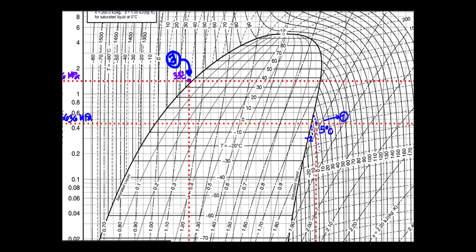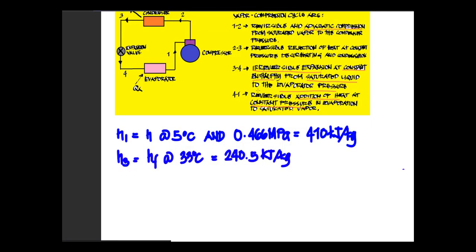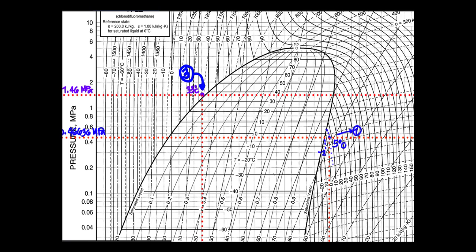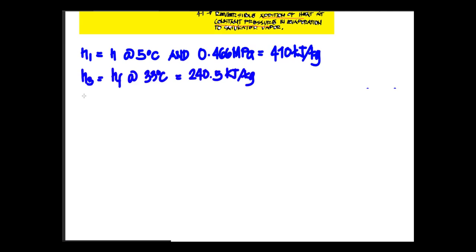For process 3 to 4, we have a reversible expansion at constant enthalpy from saturated liquid to the evaporator pressure. So we have a constant enthalpy running to this one. This is now our point 4. Then connecting the line from 3 to 4 and 4 to 1 for the constant heat addition in our evaporator. So our enthalpy 4 will be equal to enthalpy 3, which is 240.5 kilojoules per kilogram.